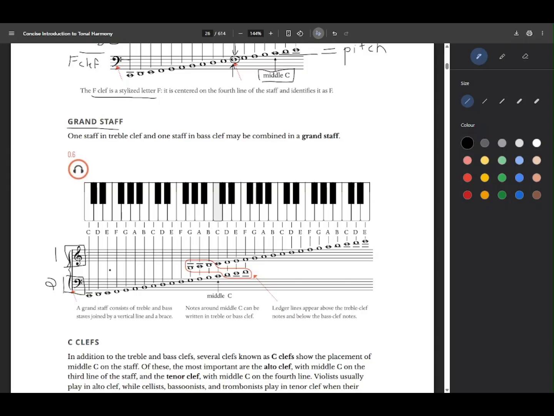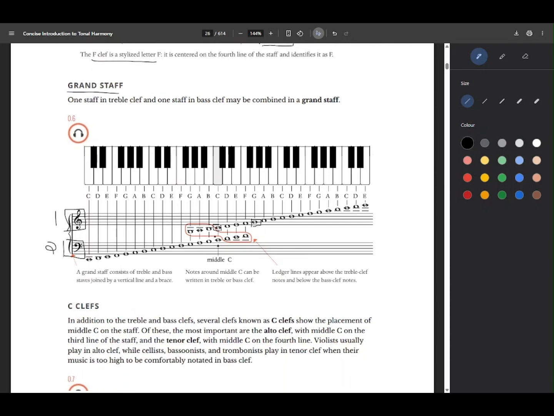Treble clef, everything is the same as we discussed before. We have our middle C on that one line below. Our G is still where it was before. Bass clef, our middle C is in the same place, and our F is also in the same place. But you'll notice here, ledger lines appear above the treble clef notes and below the bass clef notes. So these notes here are actually overlapping.